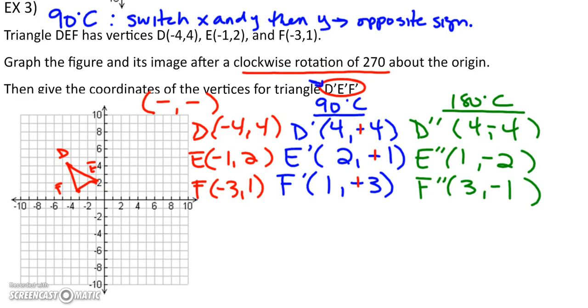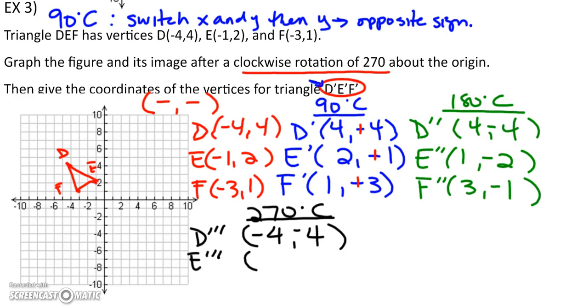All right, so for our last rotation, 270 degrees clockwise. So D triple prime: switch the X and Y, and your new Y goes to the opposite sign. E triple prime: switch the X and Y, and your new Y goes to the opposite sign. And finally, F triple prime: switch the X and Y, and your new Y goes to the opposite sign. So now I simply just need to plot these points.